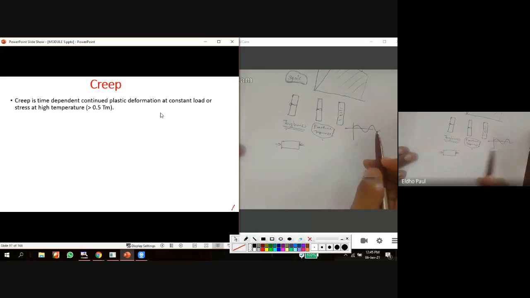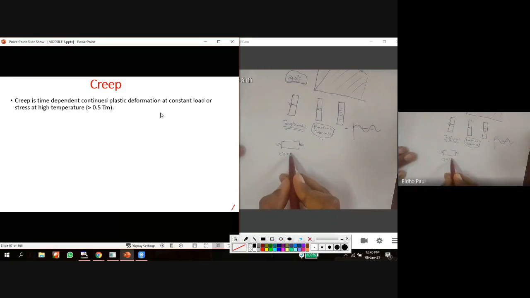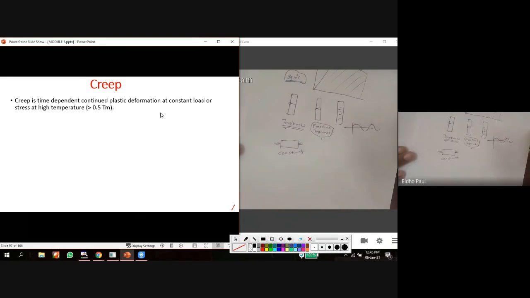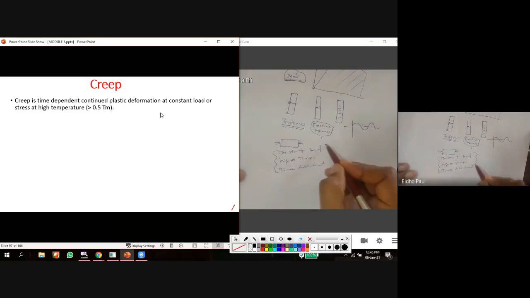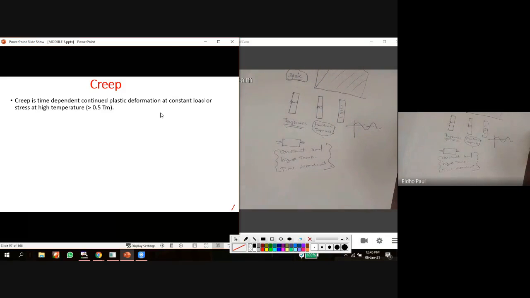Vertically, we increase and decrease a fluctuating load. But here it is a constant load, so it is a constant load phenomenon. It is a high temperature phenomenon. It is a time dependent phenomenon. These are the three important characteristics of a creep failure: constant load, high temperature, time dependent phenomenon. Any doubt?